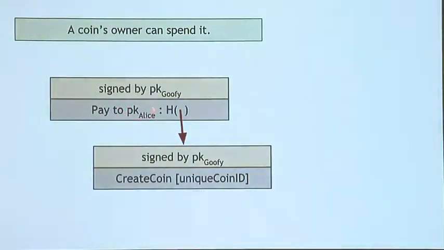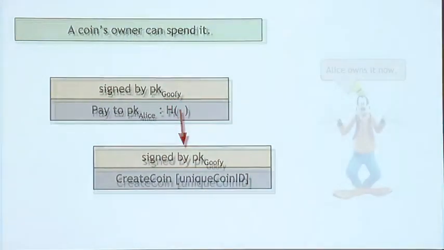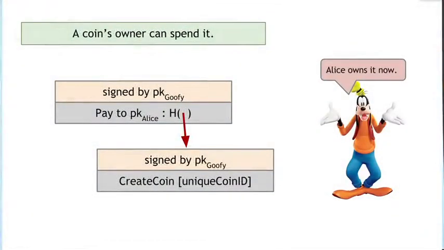Alice is being named by a public key here. Pay to public key Alice the coin that's represented by this hash pointer. And this is also signed by Goofy. Now, Goofy is the one who owned that coin, and so Goofy has to sign any transaction that spends the coin. And once this has happened, now Alice owns the coin.